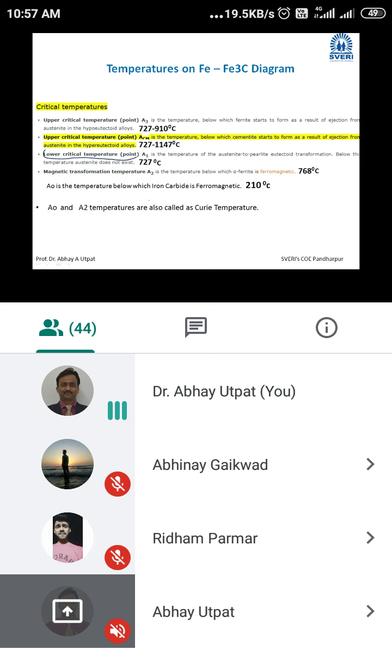These two temperatures are called Curie temperatures. What is the logic behind this Curie temperature? One temperature is A0. A0 is 210 degrees Celsius. If you go on heating from room temperature, you still have ferrite and pearlite. In that pearlite, there is cementite. So cementite becomes paramagnetic. What is the meaning of ferromagnetic and paramagnetic? Ferromagnetic means shows magnetic properties.